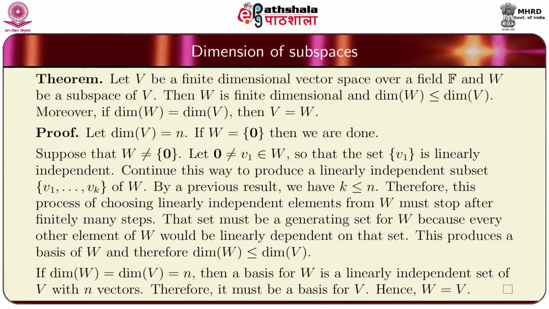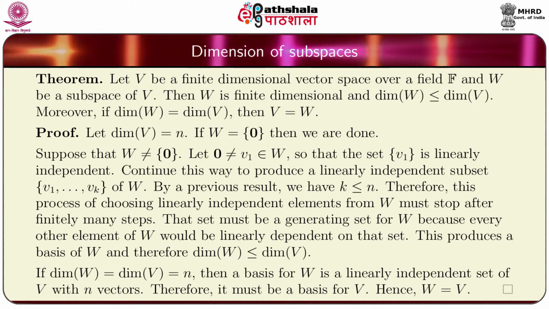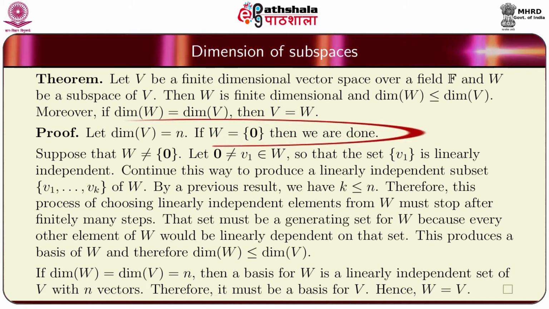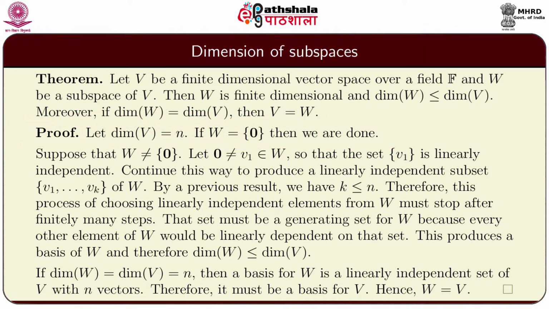The proof of this theorem uses the results that we proved as consequences of the replacement lemma in the previous module. So, let us assume that dimension of V is n. If W happens to be the trivial subspace, that is singleton 0, then there is nothing to prove. Let us assume that W is non-trivial. Then there exists a non-zero vector v1 in W, and the set {v1} is linearly independent. We can continue this process and find a linearly independent subset {v1, v2, ..., vk} of W.